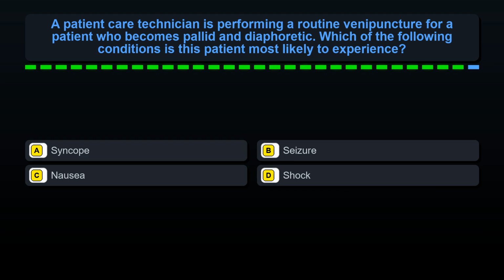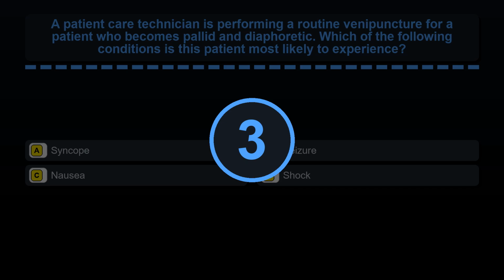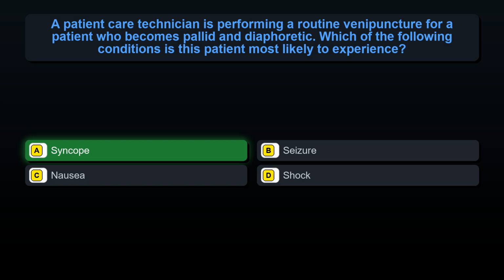Question 49. A patient care technician is performing a routine venipuncture for a patient who becomes pallid and diaphoretic. Which of the following conditions is this patient most likely to experience? Option A, syncope. Option B, seizure. Option C, nausea. Option D, shock. The correct answer is option A, syncope.